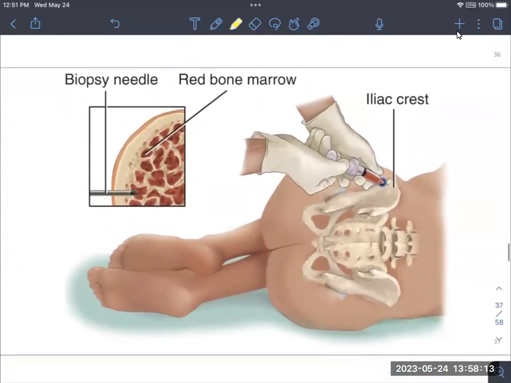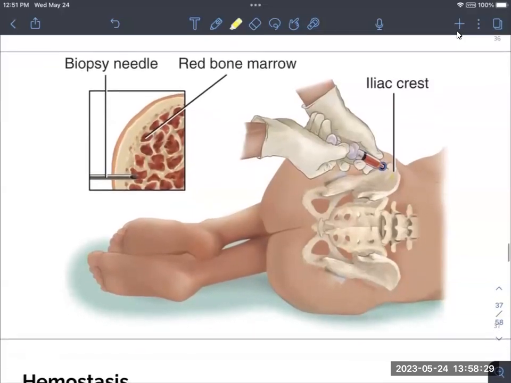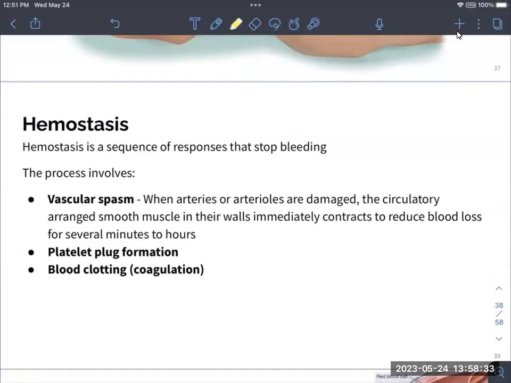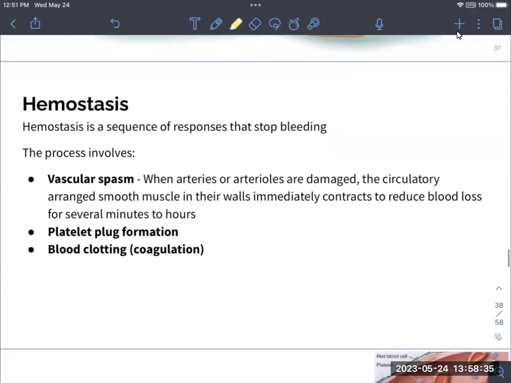So they go into this iliac crest up here, stick a needle in, and they pull out some of this red bone marrow that is making these red blood cells. And then they will inject it into cancerous red bone marrow and try to help get rid of this cancer this way.